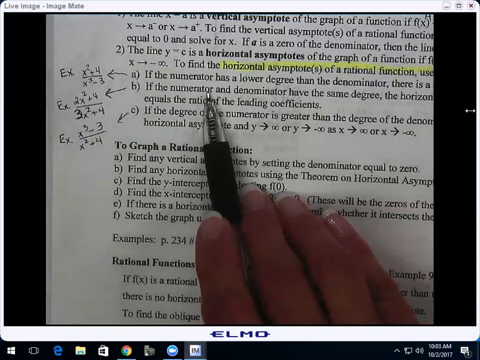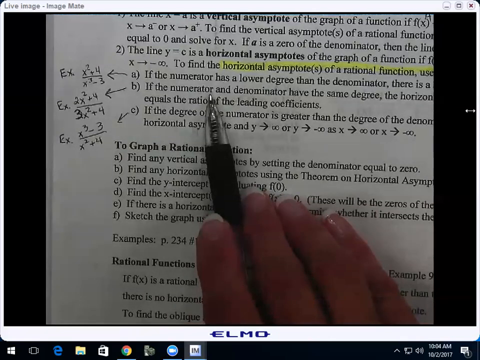And if the degree of the numerator is higher than the degree of the denominator, what does that tell you about horizontal asymptotes? Top of the fraction is getting big faster than the bottom of the fraction. There's not going to be a horizontal asymptote. Those y's are going to infinity because the numerator is getting big faster than the denominator.